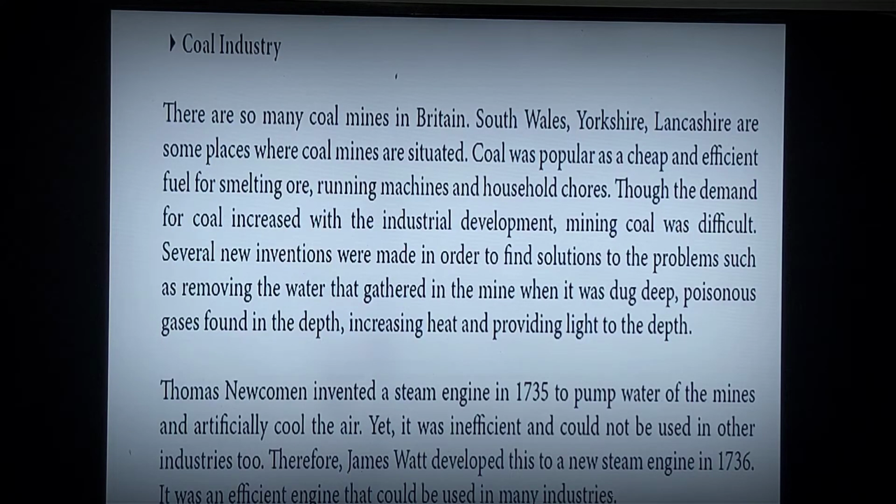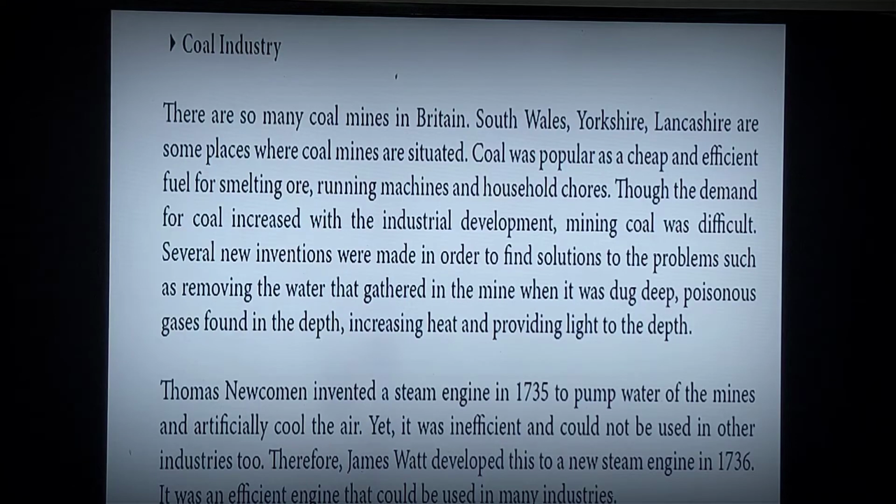Mining coal was difficult. Several new inventions were made in order to find a solution. The problems they had when digging the coal mines were removing the water that gathered in the mines when it was dug deep, poisonous gases found in the depth, increasing heat, and providing light to the depth. So, to improve the coal industry, Thomas Newcomen invented the steam engine in 1735 to pump water out of the mines and artificially cool the air. Yet it was inefficient and could not be used in other industries too.